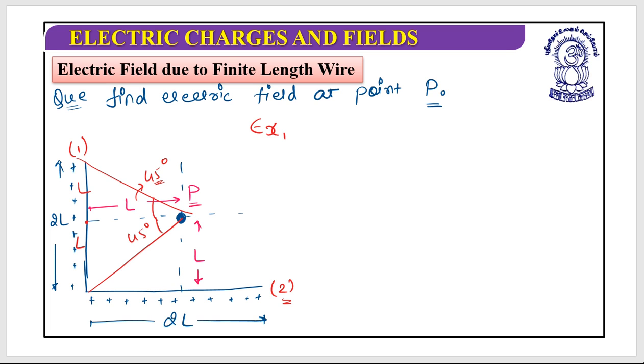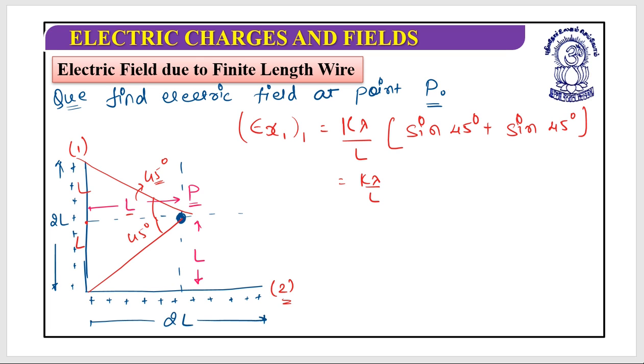If I write this, Ex1 is equal to K lambda by R, where R is the distance. In this case it is L, multiplied by sine alpha plus sine beta. It's sine 45 degrees plus sine 45 degrees, so this is 1 by root 2 plus 1 by root 2, which is 2 by root 2. This is K lambda by L into 2 by root 2, so that comes to root 2 multiplied by K lambda by L. This is the electric field due to the first wire in this direction.